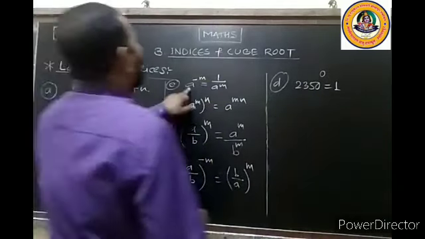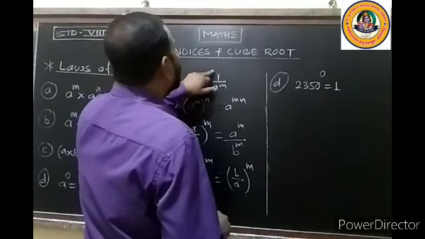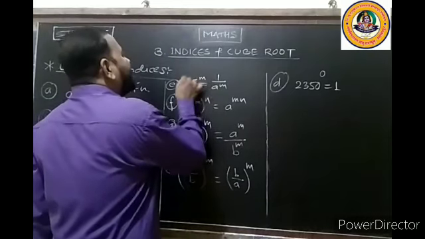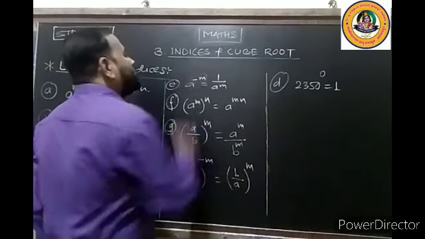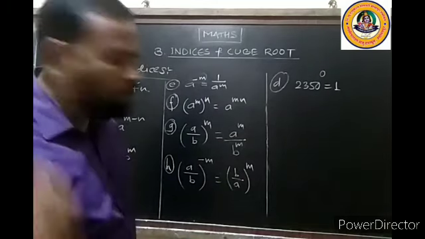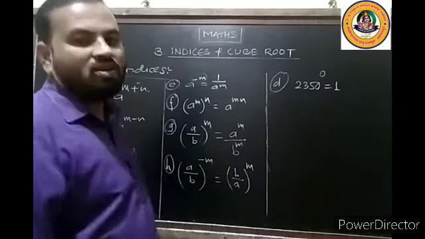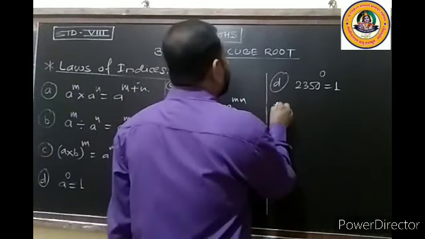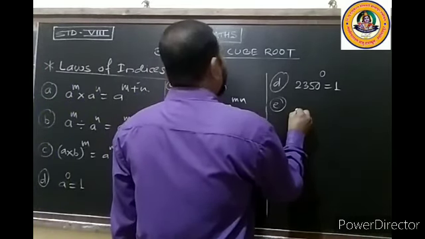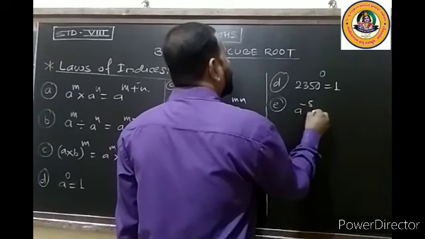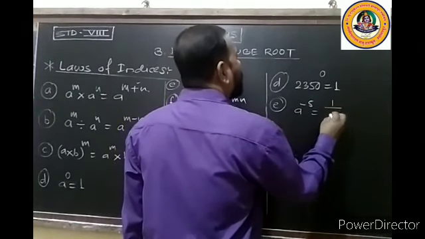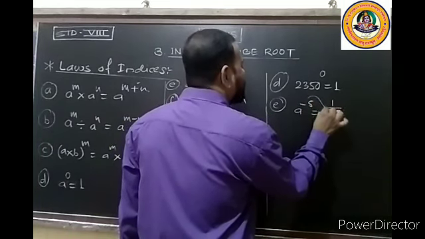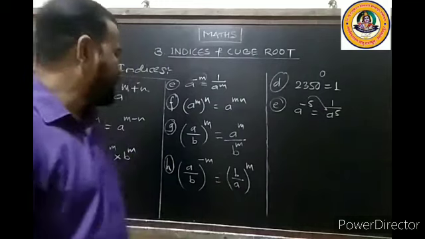Next, a raised to negative m is equal to 1 upon a raised to m. That means when we have a negative index, then we convert it into a positive index. This is the law for the conversion of negative index into positive index. What is the example? We take a raised to negative 5 is equal to 1 upon a raised to 5. That means the negative index is converted into positive index.